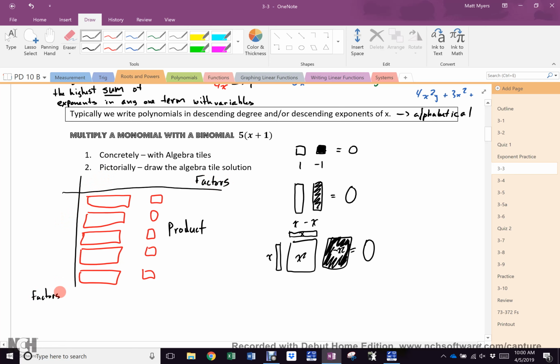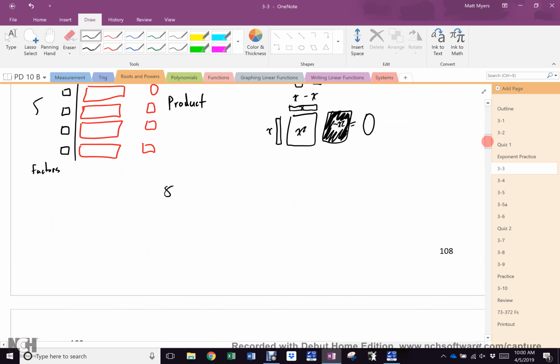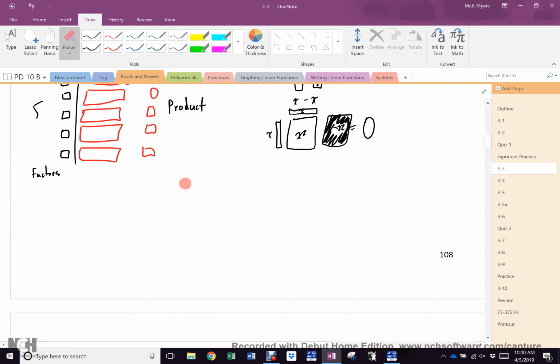And all you do is look what's on the side. How long is this? X. How long is this? 1. 1, 2, 3, 4, 5. I've lined up 5 little boxes, so this side is how long? 5. 5 times x plus 1. That looks like an 8. 5 times x plus 1 equals what's inside there? 5 x's plus 5 boxes. Right?